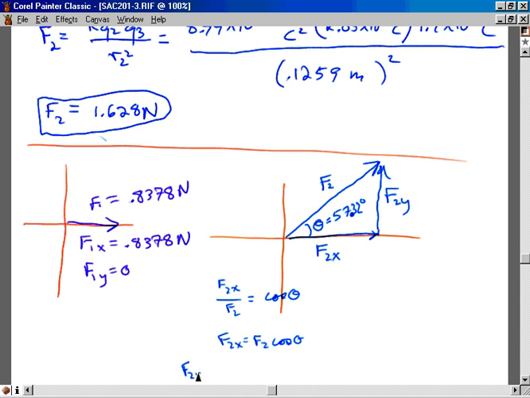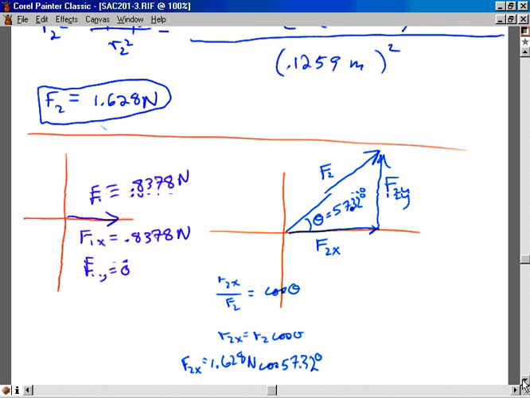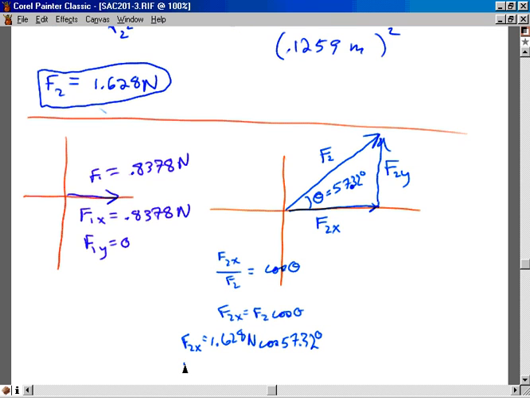So F2x is F2, we found to be 1.628 newtons, and then times the cosine of that, 57.32 degrees. So F2x is equal to, I get 0.8790 newtons. Need that.